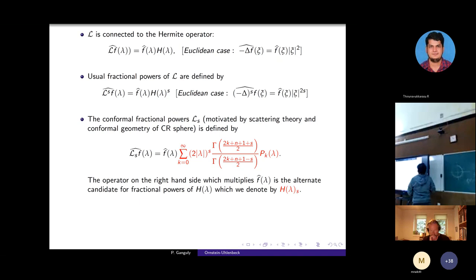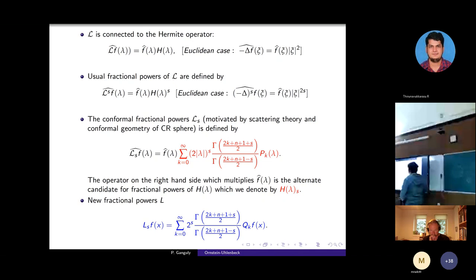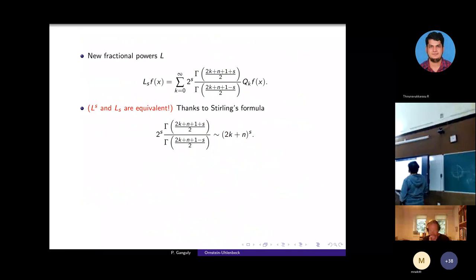Since we have a fractional power for H_lambda, we can now use the relation of H and L so that we can define another candidate for the fractional power of the Ornstein-Uhlenbeck operator as this. Now the main crux of the matter is that when we consider this kind of fractional power, we are geometrically in a better position. Considering this fractional power is not harmful, because we can use the Stirling formula to show that the ratio of these two gamma functions is asymptotically equal to (2k+n) to the power s. So we are not losing anything.